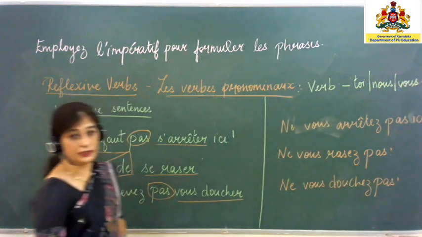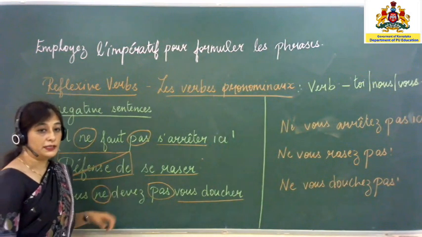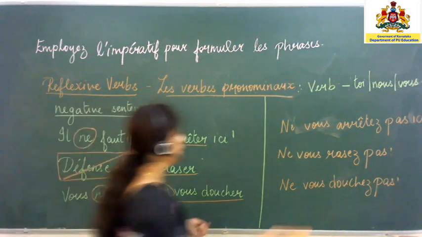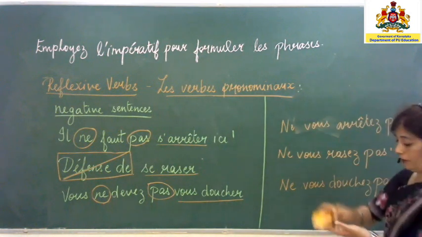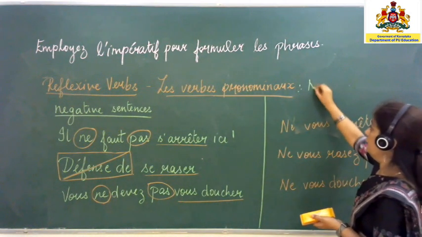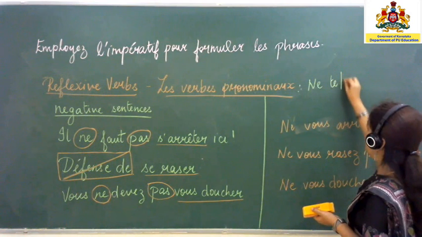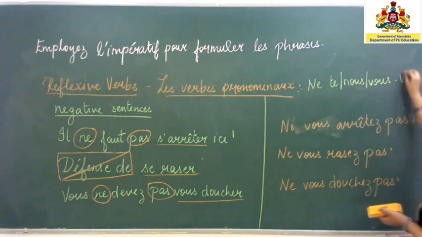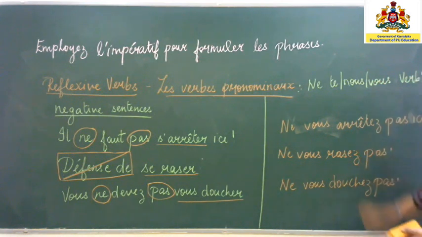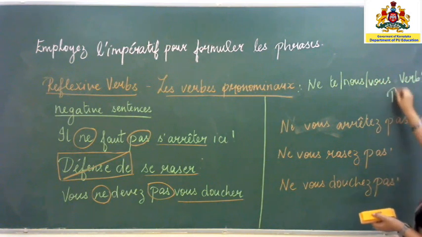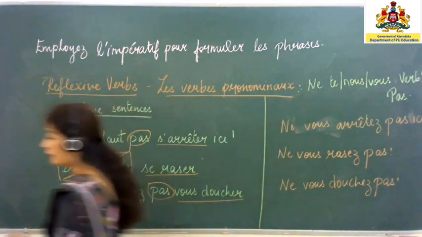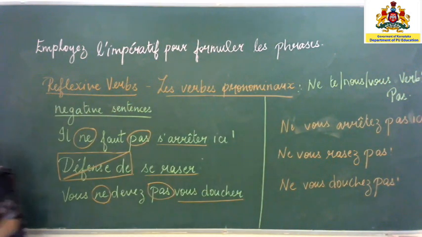That is the imperative of reflexive verbs. In an imperative sentence, the ne is placed before the verb. Ne, reflexive pronoun, verb, pas. So it is ne, te, nous, vous, verb, no hyphen, and pas. I hope that is understood. Verb and pas. I hope that is understood. That is reflexives in the negative.